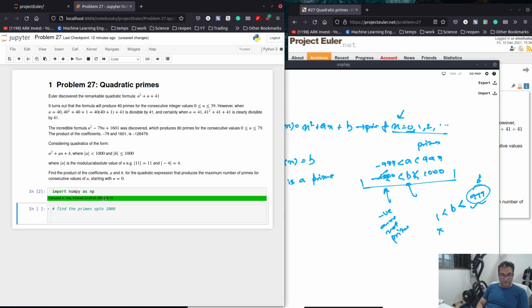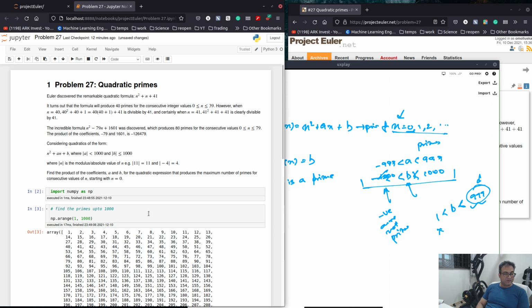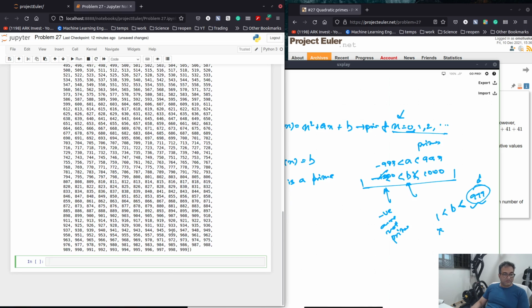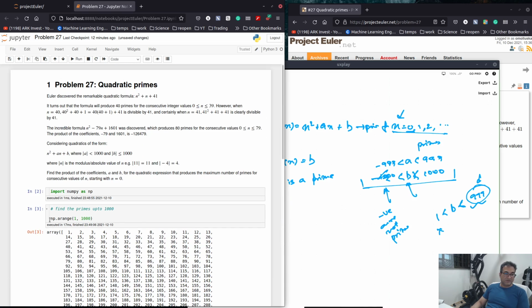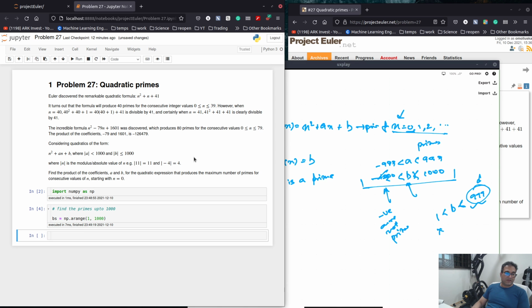numpy as np. Okay, now we go all the way from 1 to 1000, and that's going to be everything till 999. So B's are these things. Okay, and we want to start with 2, actually.